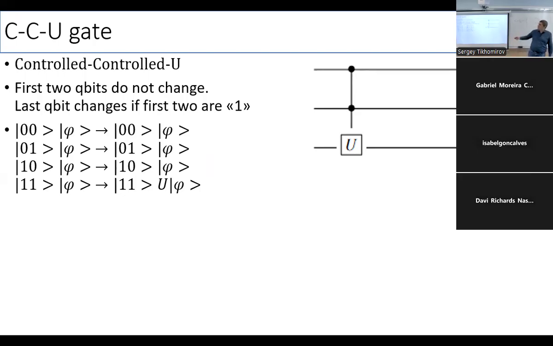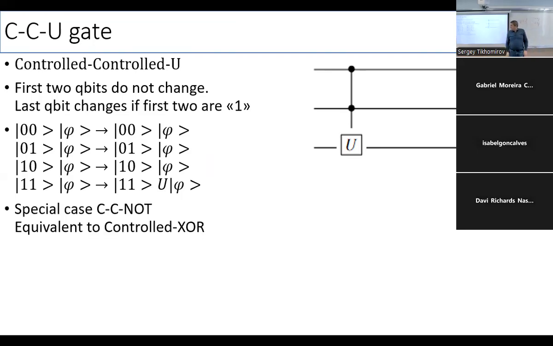I defined it not on all vectors, but by linearity I can define it on any 3-qubit states. The special case of this is when U is equal to NOT, so the controlled-controlled NOT operator. Let me draw it. I draw it in the same style as I was drawing controlled NOT.